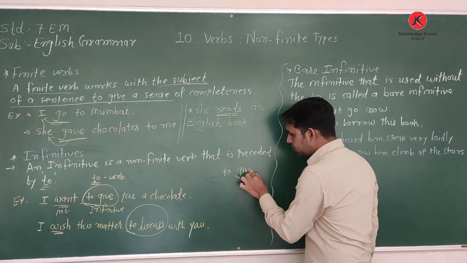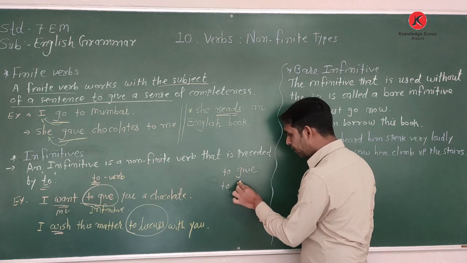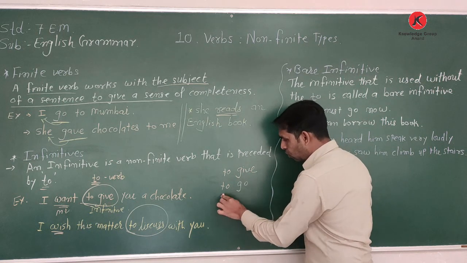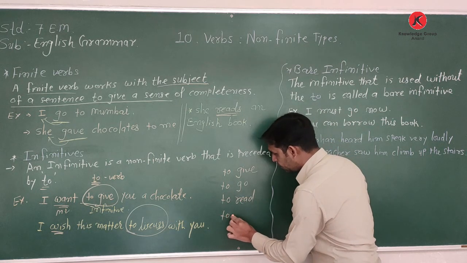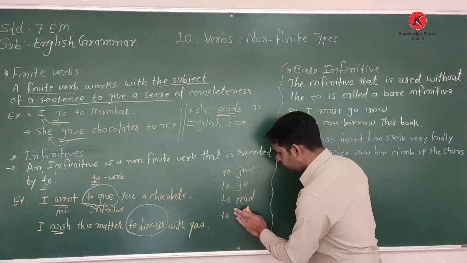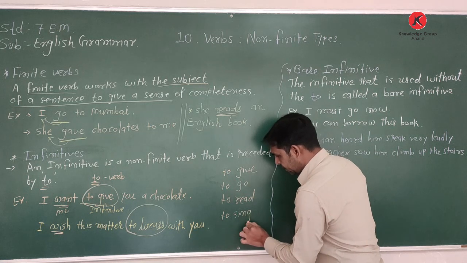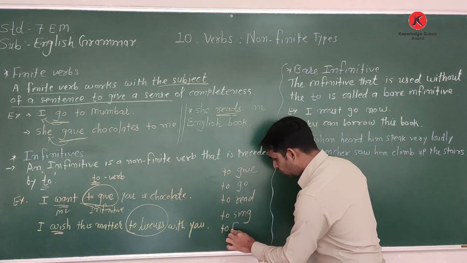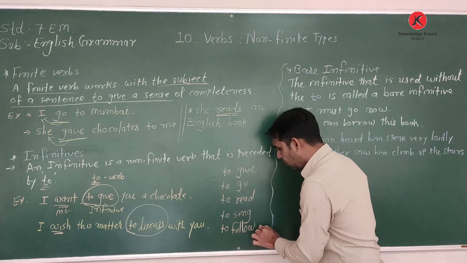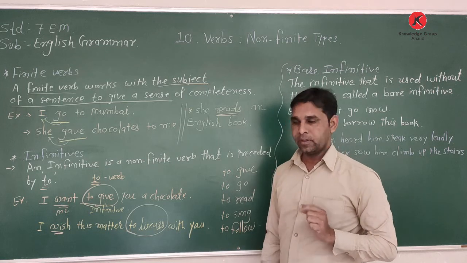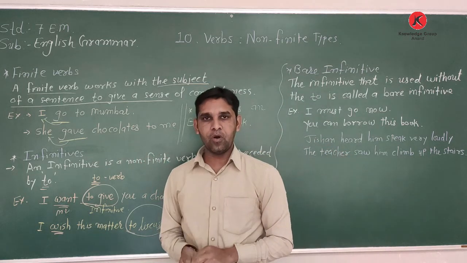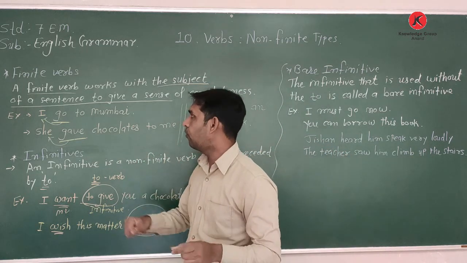If we use to with a main verb, what do we get? To give, to go, to read, to sing, to follow. Whatever main verb we use, before that we use to. That is called the infinitive or non-finite verb.